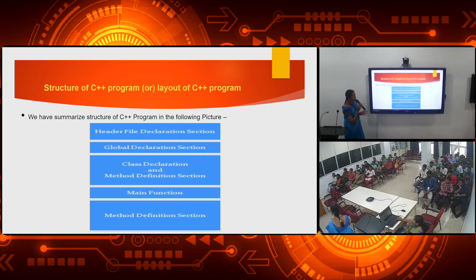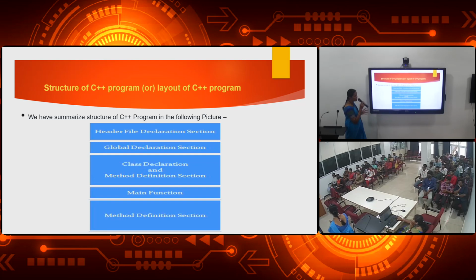The first part consists of the header file declaration section, where you include the system libraries and the built-in methods into your program by using the #include statement. The second part consists of the global declaration section, where you declare all the global variables and global functions which are going to be used in this program.